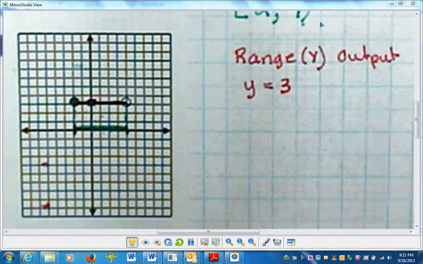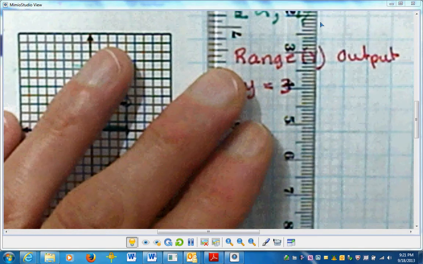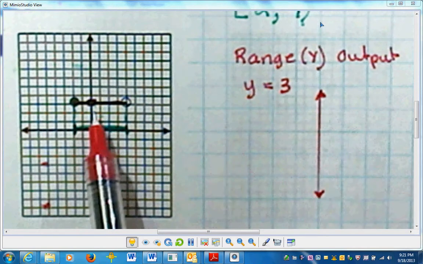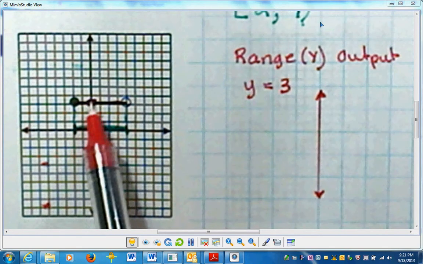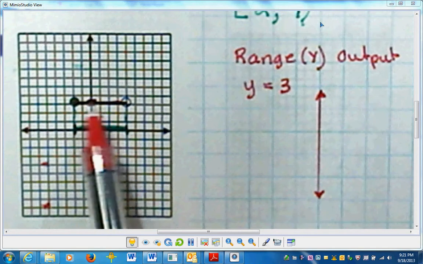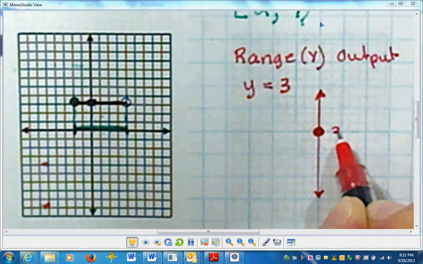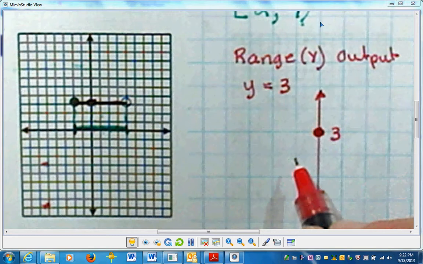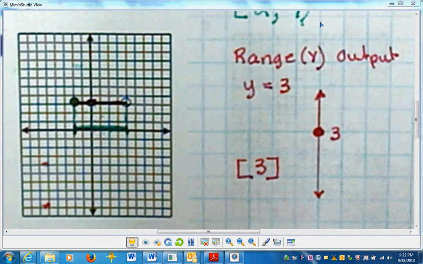Just like what we've done before, I'm going to draw a vertical line that's going to represent my y-axis. What are all my y values along this line? Well, at this point my y is 3, at this point my y is 3, and at every point my y is 3. So my y is 3 everywhere. It's right exactly on 3. No more, no less. So if I'm going to write this in interval notation, my range is exactly 3. That's it. That's as far as I can go.